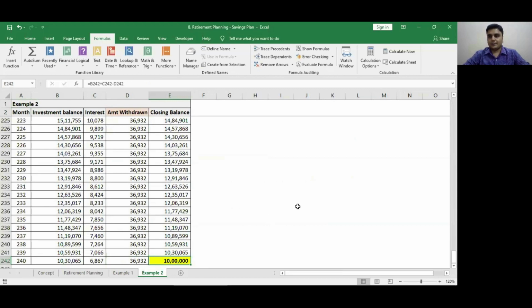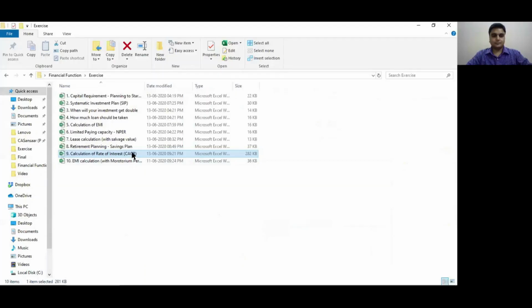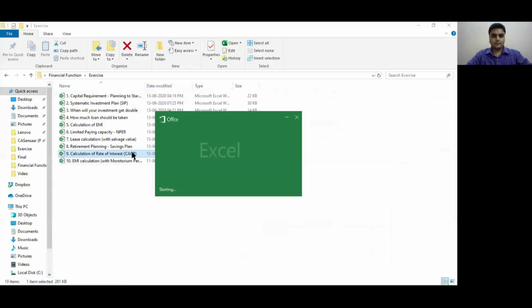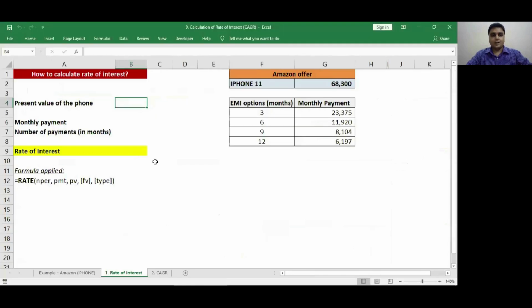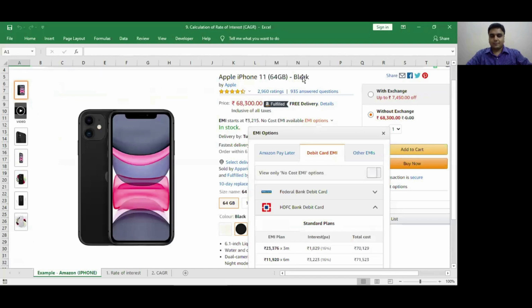So let's move on to another example. In this exercise, we will learn how to calculate rate of interest. Now, I've taken a real life example.